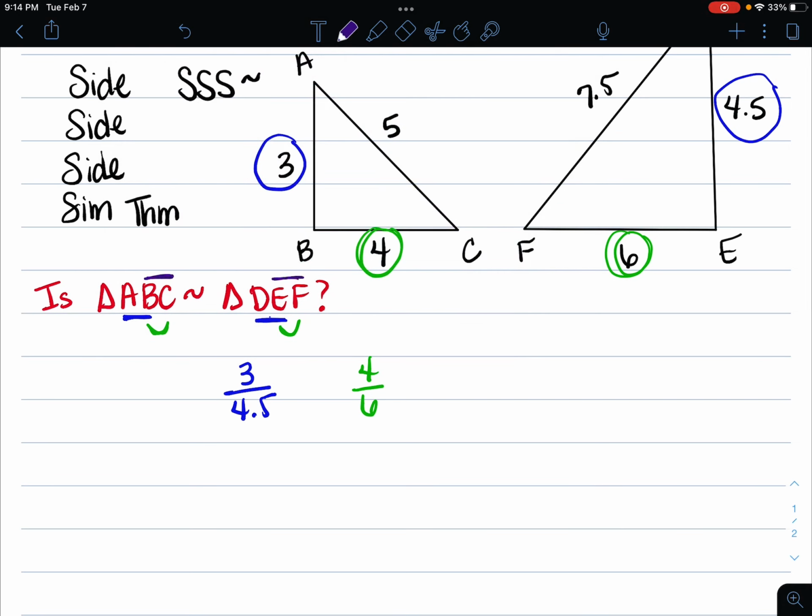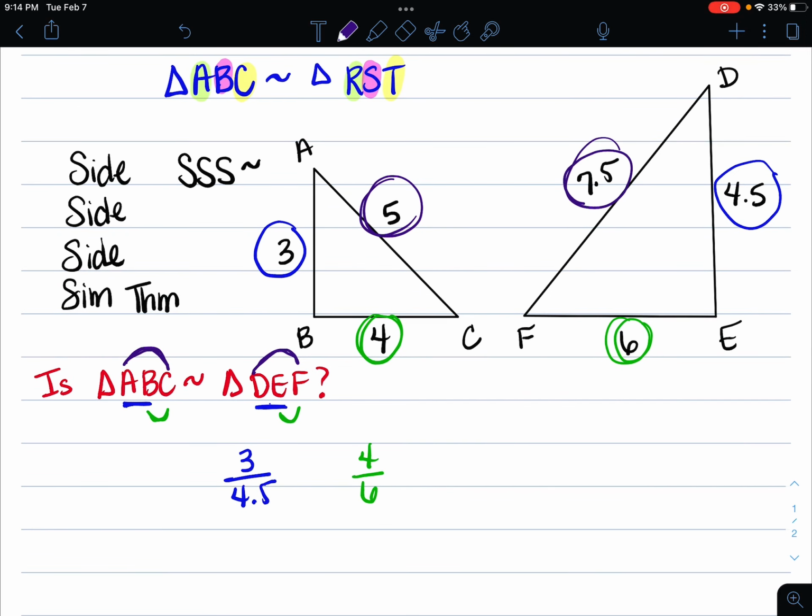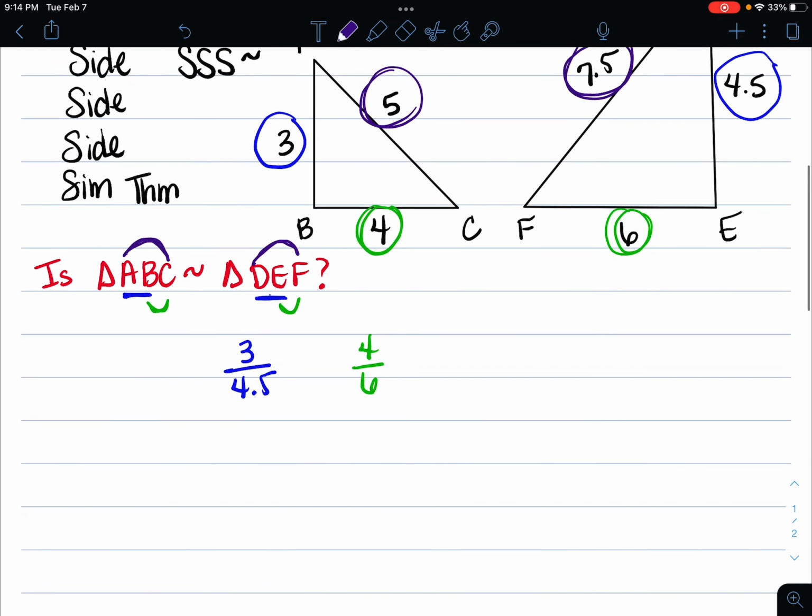And then of course the last two would be AC and DF. Sorry, I said that wrong. I was like, wait a minute, I've already done those two. AC is 5, and then of course DF here I can see is 5.7. So my job is to figure out whether or not these three ratios are equal to each other.